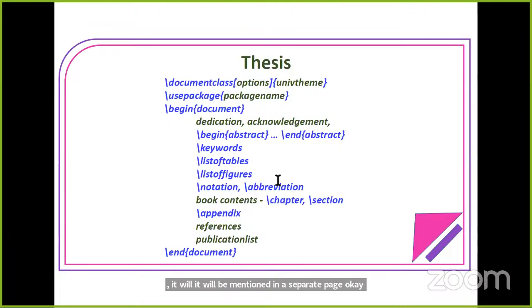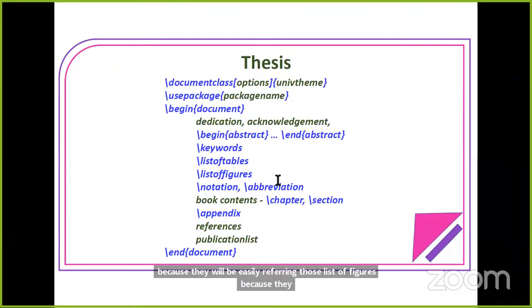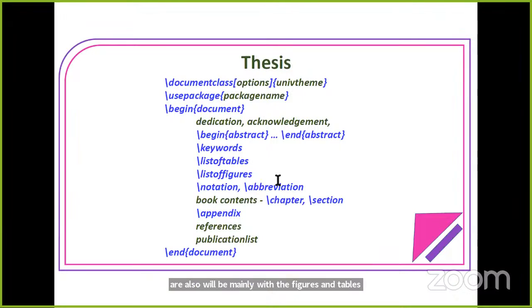Because, for example, if your thesis is being reviewed by some reviewers, they will easily refer to the list of figures, because their results will be mainly in the figures and tables. So they will refer to that page, and then go directly to the figures or tables. Whereas in the case of books, we will not provide a list of tables and figures. In the case of a thesis only, we will provide it.